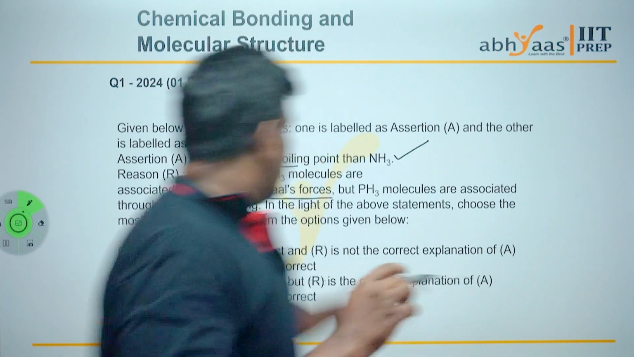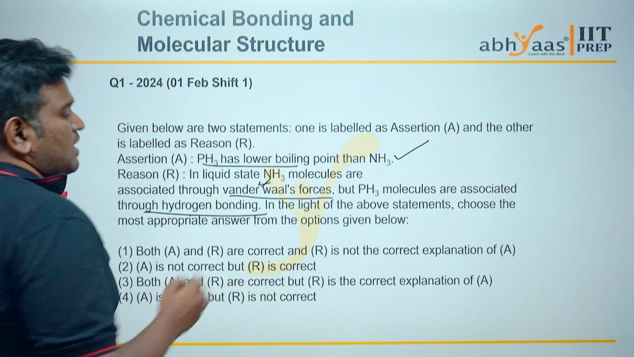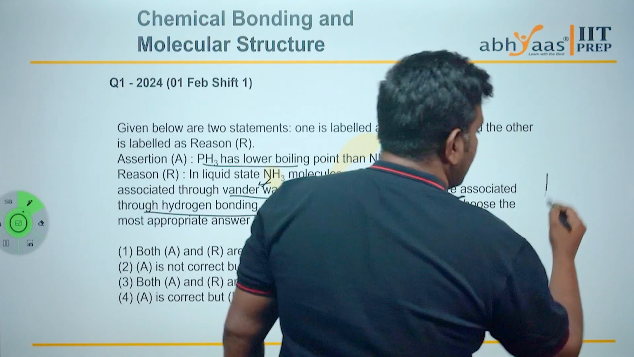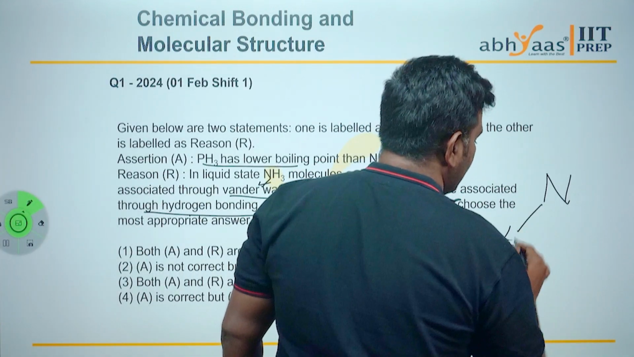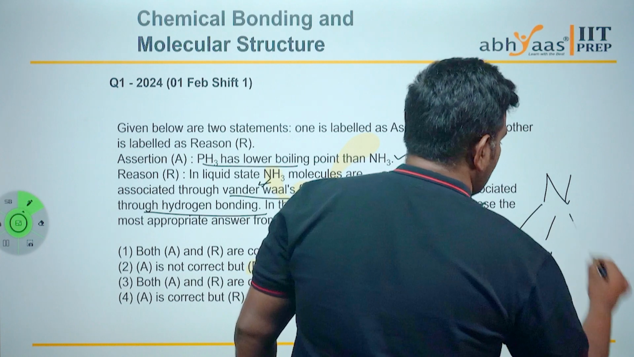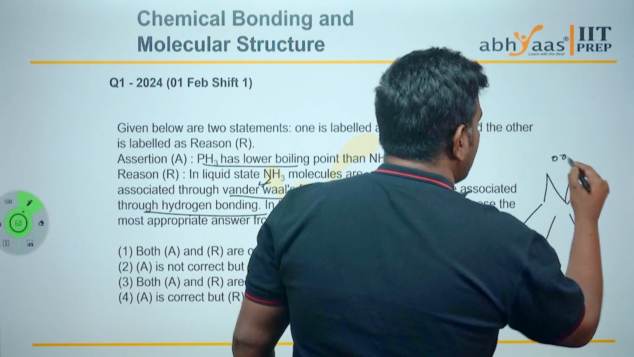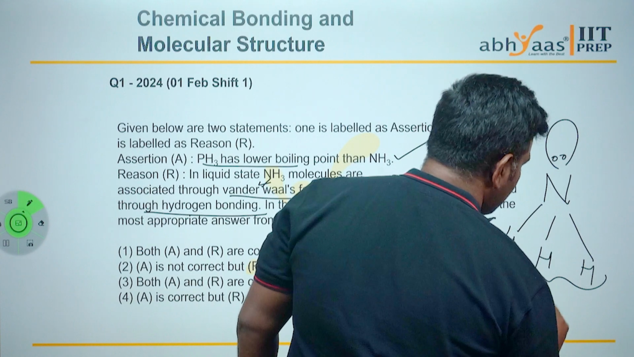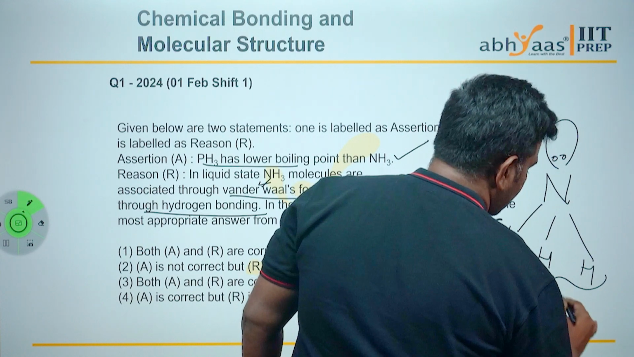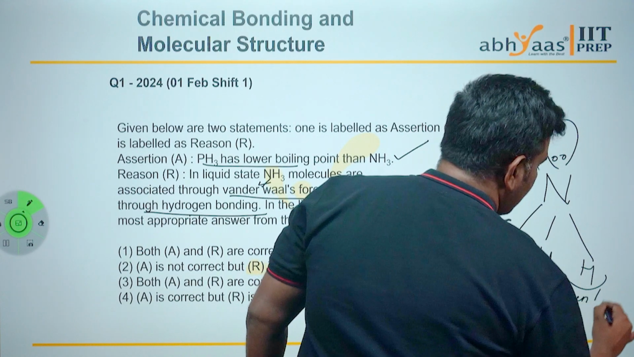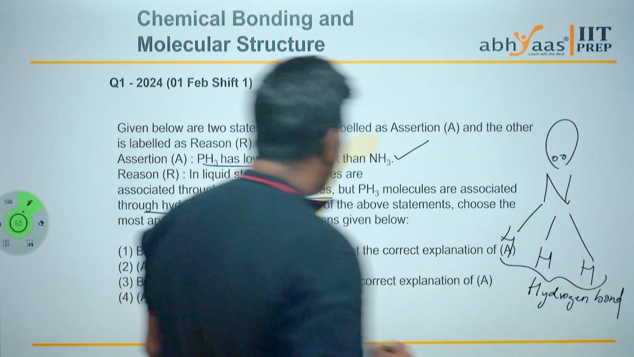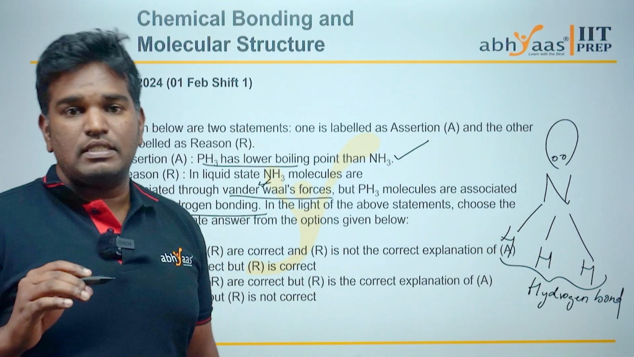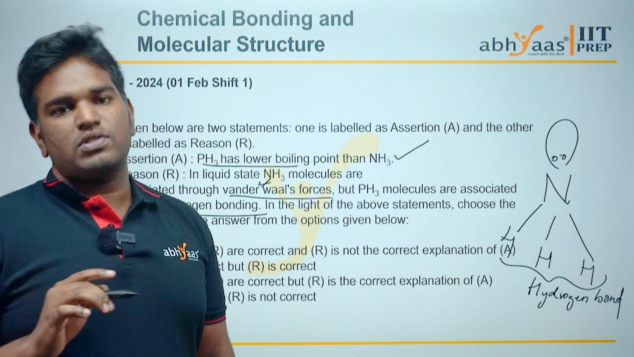What is the reason? You know that NH3 is not having van der Waals force. If you take the structure of NH3, you know that you will be having 3 hydrogens and you will be having a lone pair of electrons. And you know that this hydrogen can form hydrogen bond, right? So here you will be having hydrogen bond. But here what is given? It is given that NH3 is having van der Waals force, right? So it is a wrong statement.